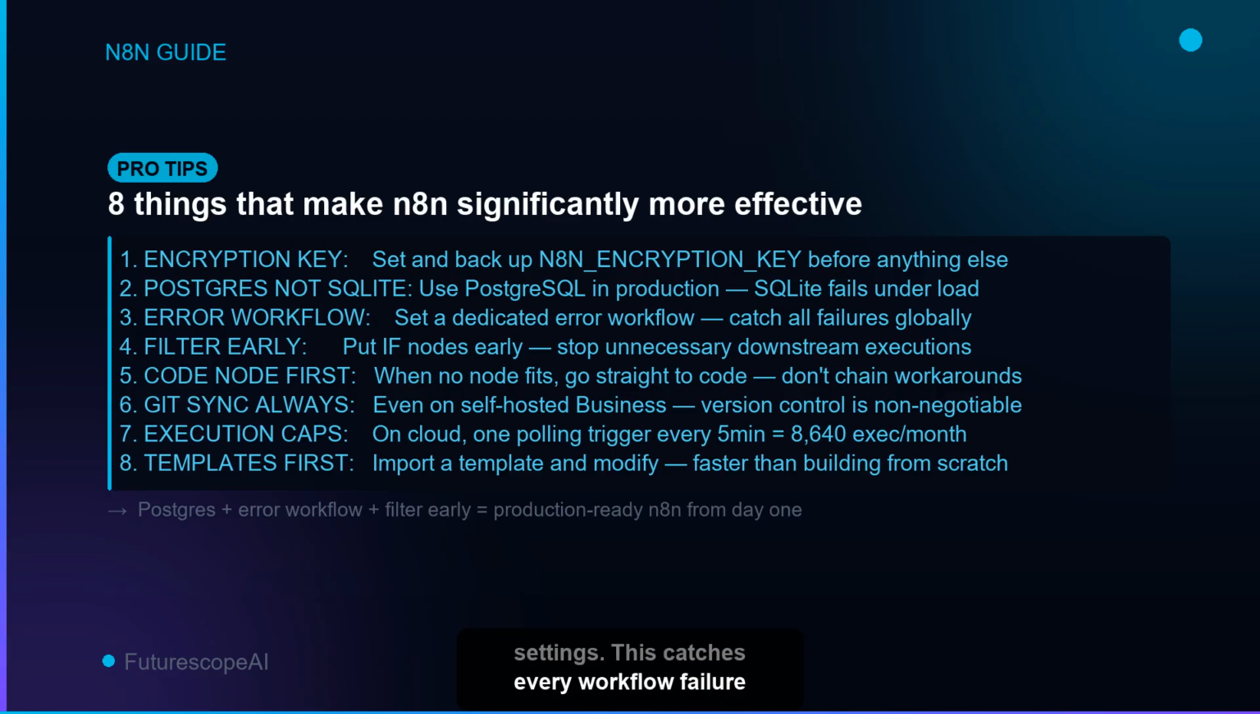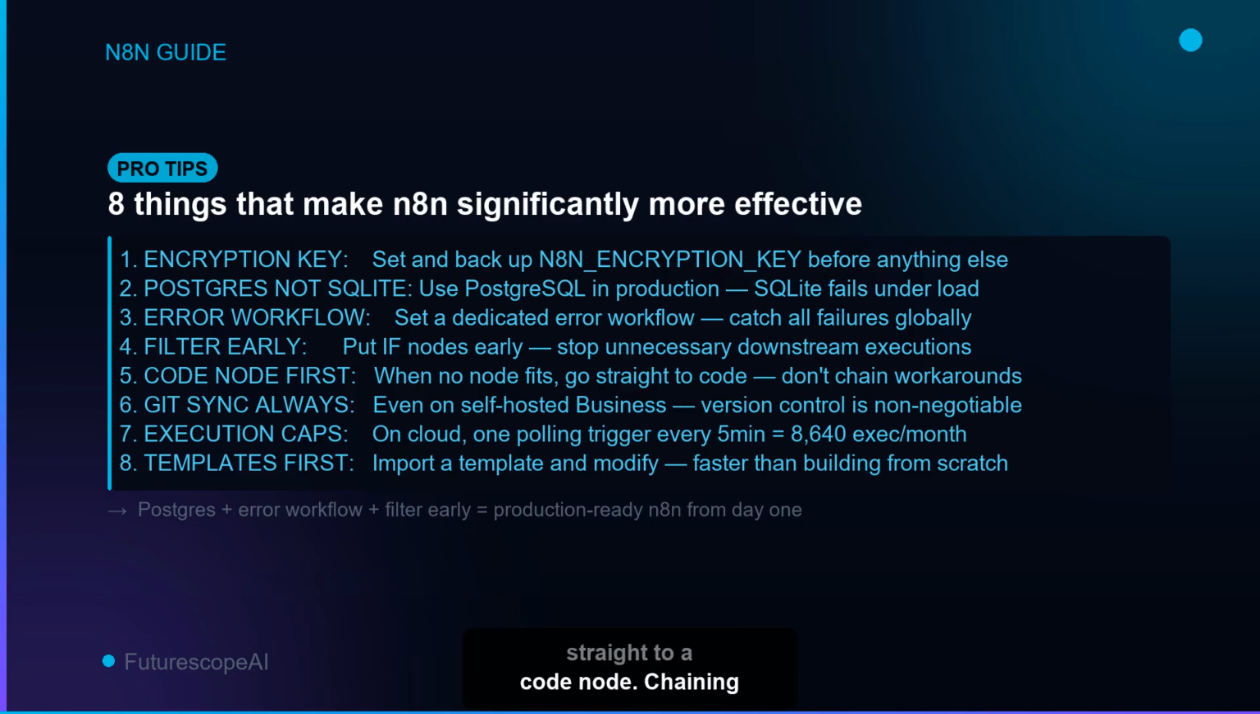3. Configure a dedicated error workflow in n8n settings. This catches every workflow failure and sends you a notification, the difference between knowing about a broken automation and discovering it weeks later. 4. Put if nodes as early as possible in every workflow. Filtering out irrelevant triggers before expensive API calls or AI steps directly reduces execution resource usage.